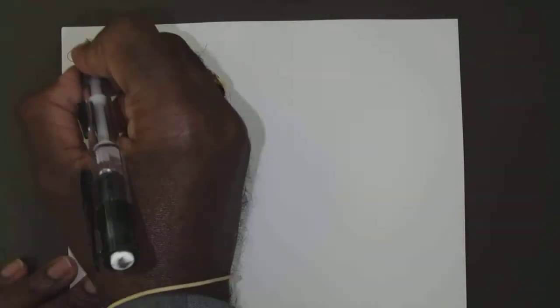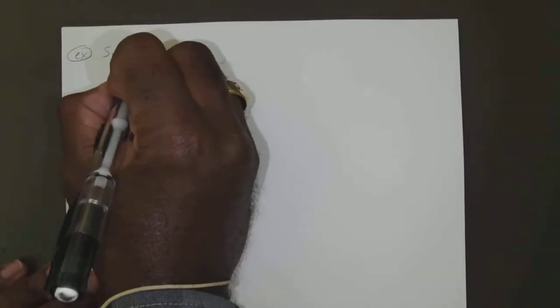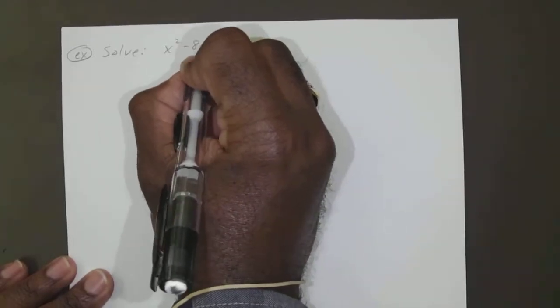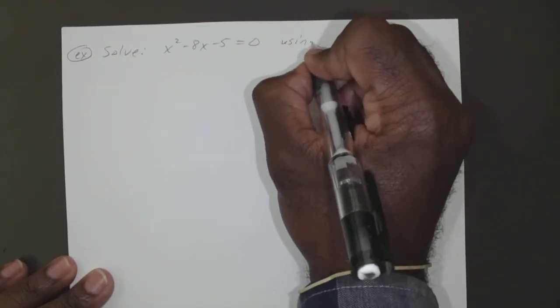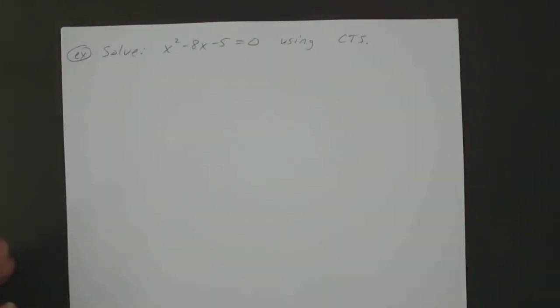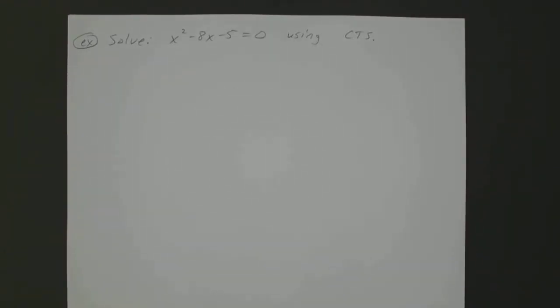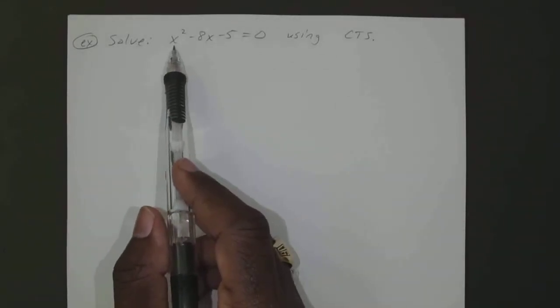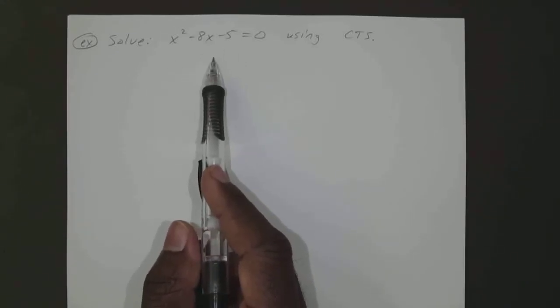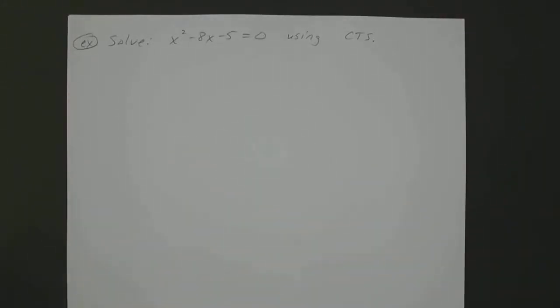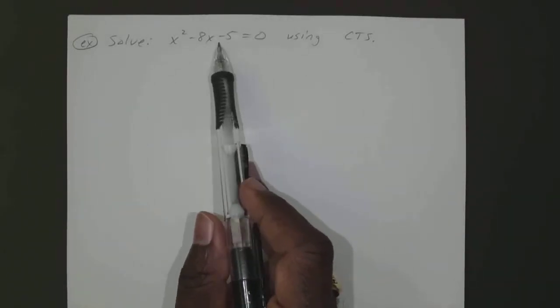So let's say, for example, we want to solve x squared minus 8x minus 5 equals 0 using completing the square. Now we couldn't do it the regular way because normally if you have nothing in front of the x squared, you just try to find two numbers that multiply to equal your c and two numbers that add to equal your b. But there's no two numbers that can multiply to equal -5 that add together to give you 8.